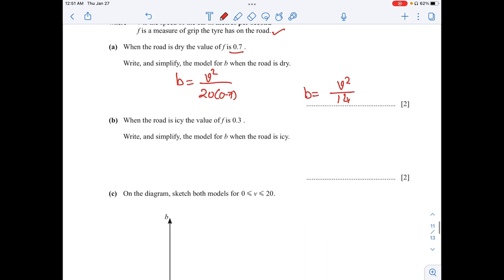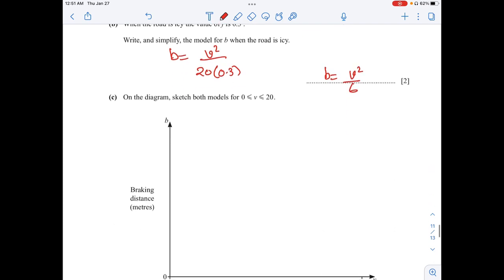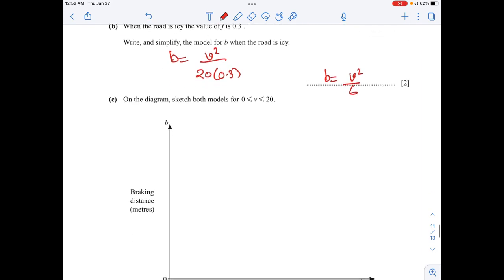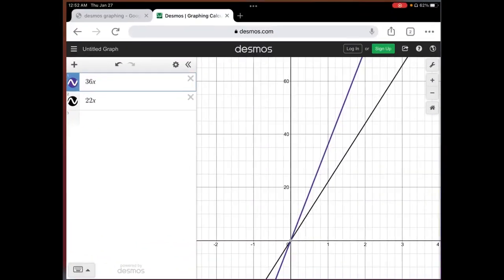When the road is icy, the value of F is 0.3. So B is equal to V squared upon 20 times 0.3. So B is equal to V squared upon 6. On the diagram, sketch between 0 to 20, V squared upon 14 and V squared upon 6.